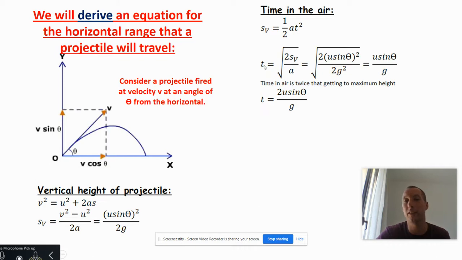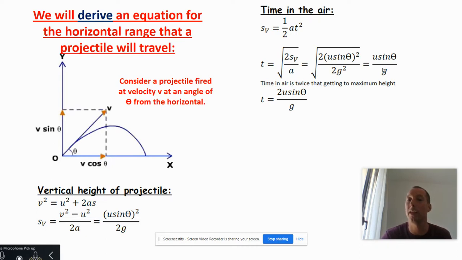I rearrange that for t, which gives me 2 lots of sv over a. I'm going to substitute in the sv that we've just calculated here, so u sine theta squared over 2g, and put that into here, and then I'm going to get to this formula here. Now that's the time that it takes for the projectile to fall from its maximum height.